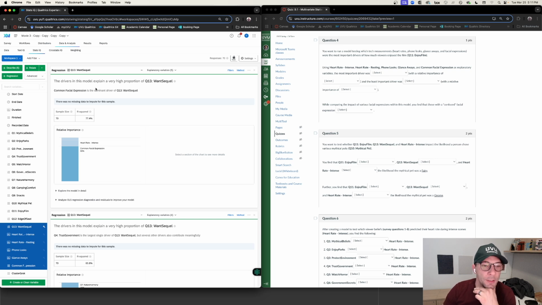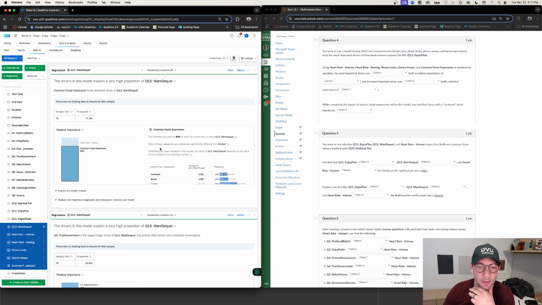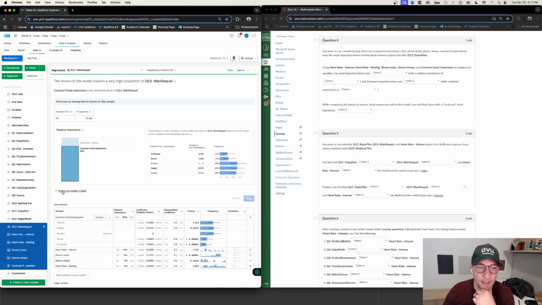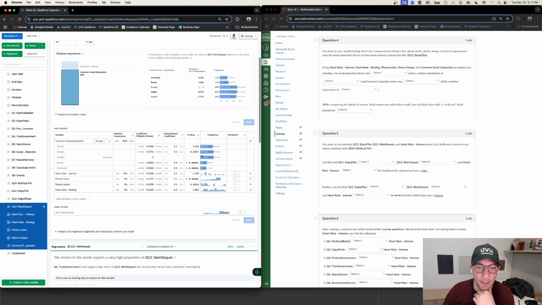Okay. So again, same thing. We're going to see relative importance. It's going to tell us which one's the most dominant. It looks like common facial expressions, 80%. That's really high. And so I'm going to click here. I'm going to get the p-values for all of my predictors. Here's all the continuous predictors. But if you notice, the categorical predictor looks a little different.